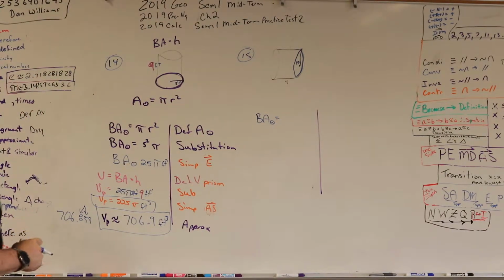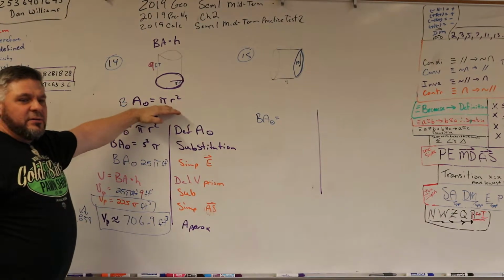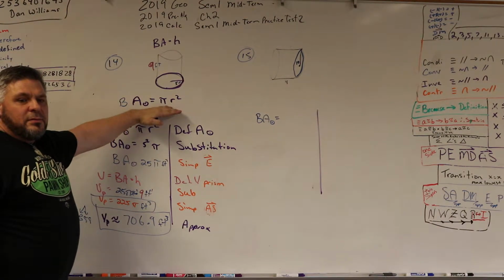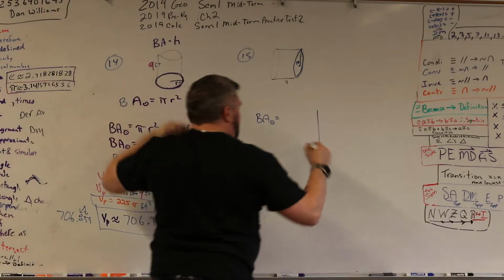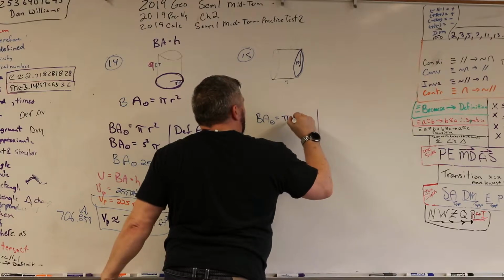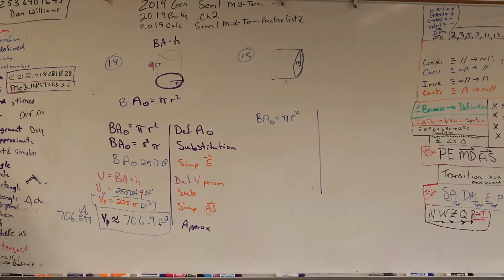Guys, base area of a circle is what? Pi R squared. Not R times 2. It's not just a 2. You have to know it's squared. It's not 2R, because that's circumference. 2 times R is different than R squared.